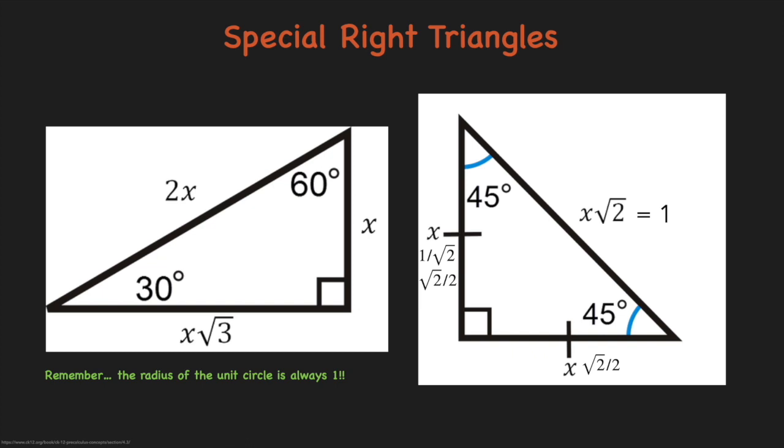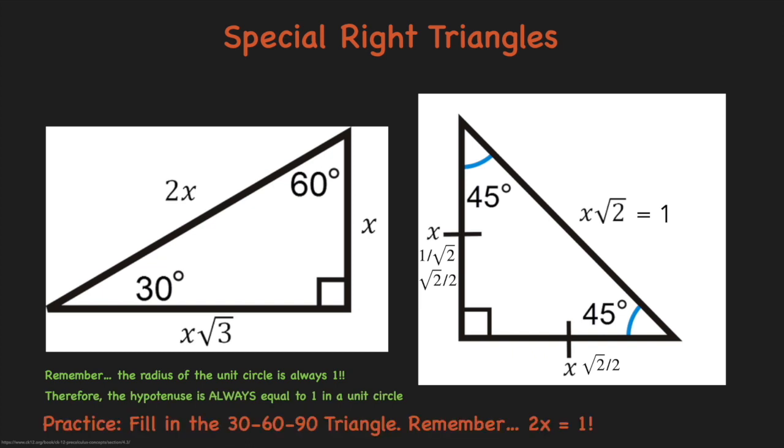So how about you go ahead and try to fill in the 30-60-90 triangle. And just keep in mind that 2x equals 1, right? The hypotenuse equals 1. And so x equals what? 1/2. Okay, so we know that one leg. And the other leg, think about it. Okay, it's just 1/2 times the square root of 3. So the root of 3 over 2.